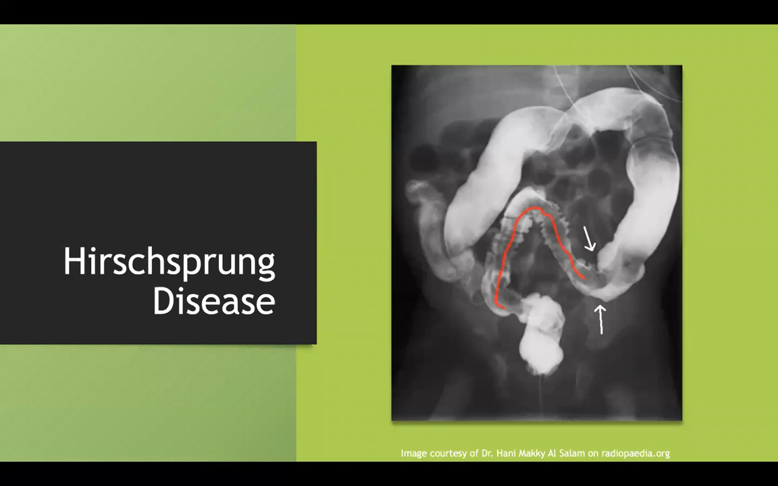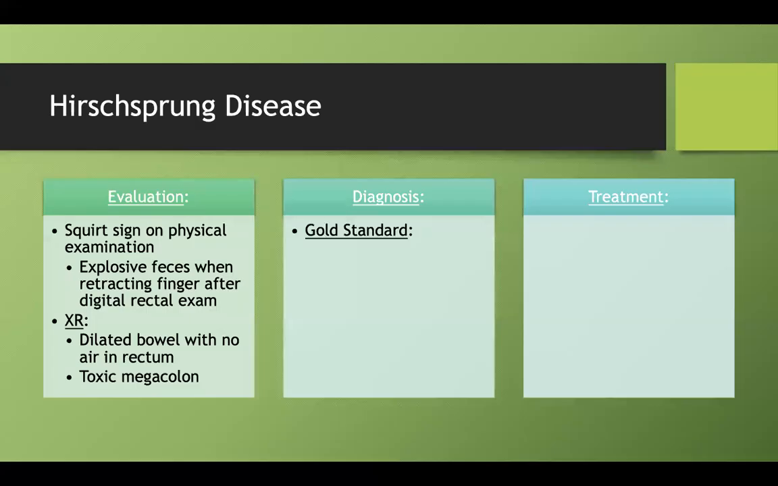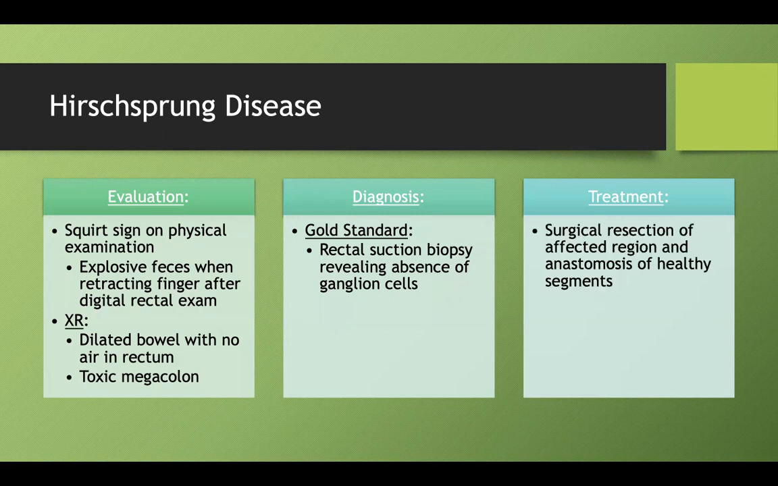Here's another picture of it. You can see right here, this whole region that I just highlighted appears to not have received myenteric neurons, so it can't facilitate peristalsis. You can see how everything proximal to it is getting very distended. The gold standard to diagnose this is a rectal suction biopsy, which will show an absence of ganglion cells, which makes sense because there are no migrating neural crest cells in that area. To treat this, you need to remove the affected area surgically and then connect, or anastomose, healthy bowel segments.